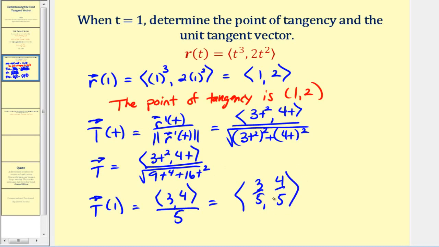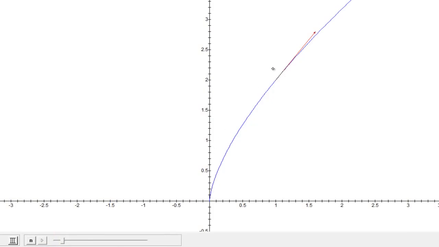Now remember, this is in component form where the initial point is at 0, 0. We're going to go ahead and make the initial point 1, 2, and then sketch this unit tangent vector to illustrate what we've just found. It's a little hard to see, but here's the graph of our plane curve in blue, and then right here at the point 1, 2, we have our point of tangency, and this red vector here is tangent at the point 1, 2, and it has a magnitude of 1.